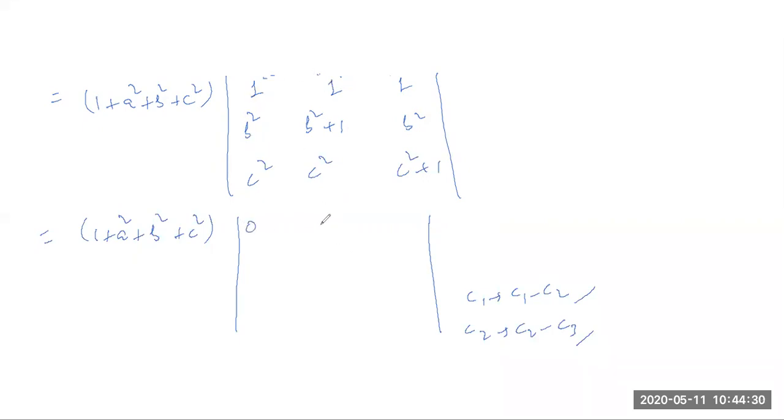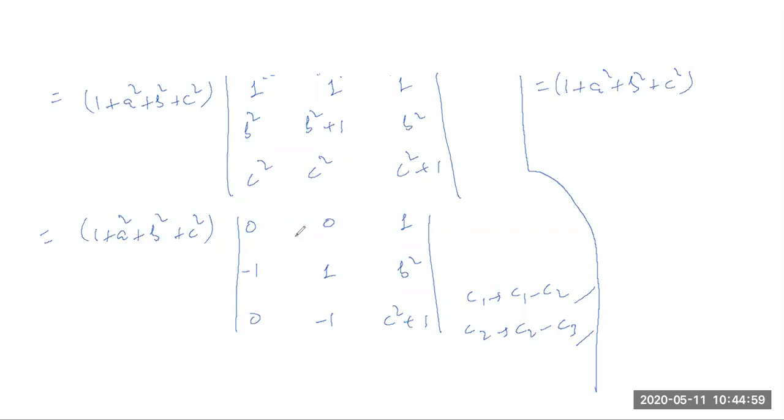So it will be 0, it will be 0, and it will be 0. So it will be 1, no, minus 1, it will be 1, and it will remain b square. It will be 0, minus 1, and c square plus 1. Okay, now expand this. So for expanding this, we go to 1 plus a square plus b square plus c square into, we'll expand this now. Okay, this is 0, this will also be 0.